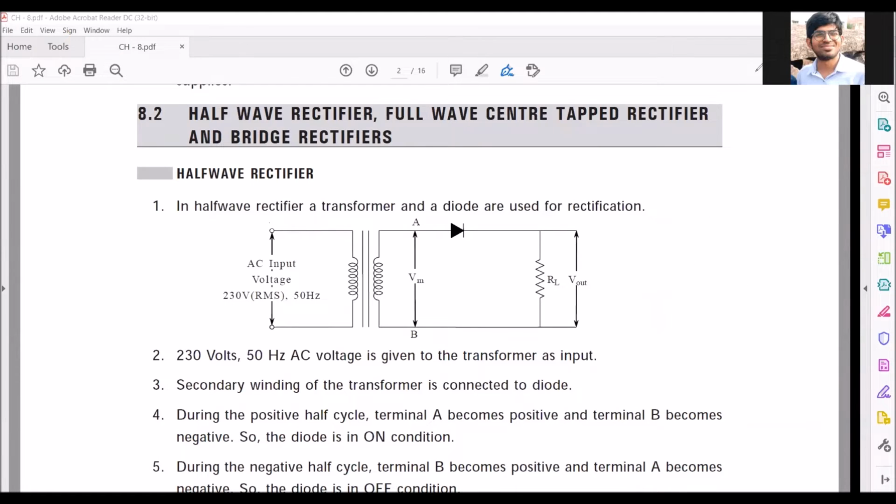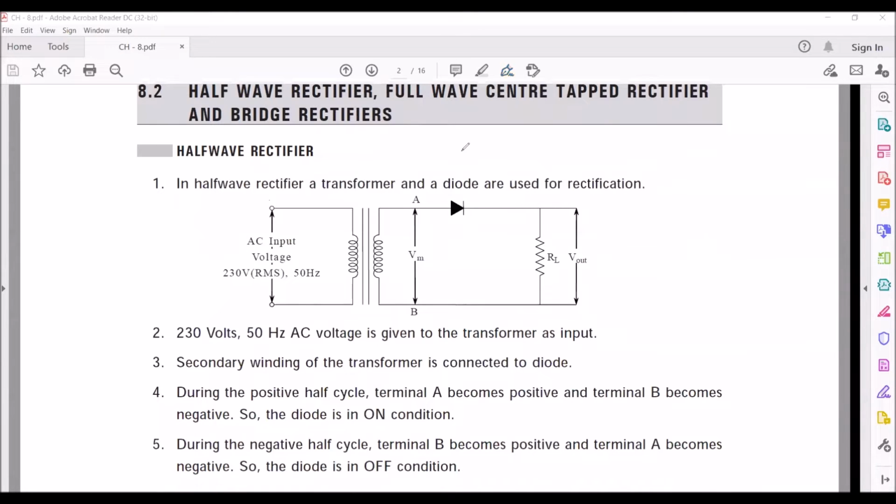Now we are discussing the half wave rectifier. In this half wave rectifier, we have a transformer, which is a step down transformer, meaning the secondary winding layers are less than the primary windings. I have taken an iron core, so this is an iron core transformer, and a diode. We have used a PN diode.